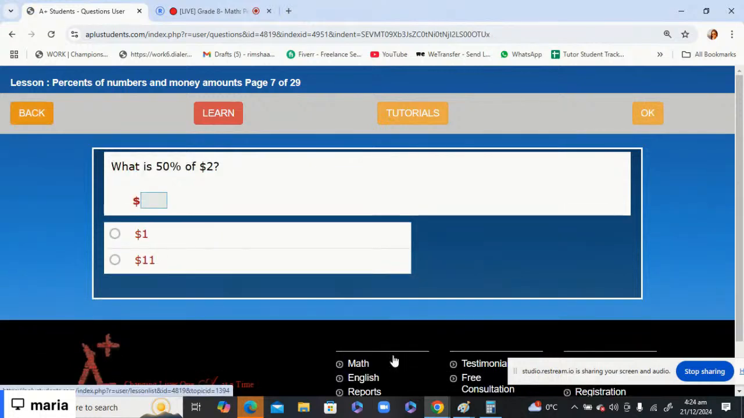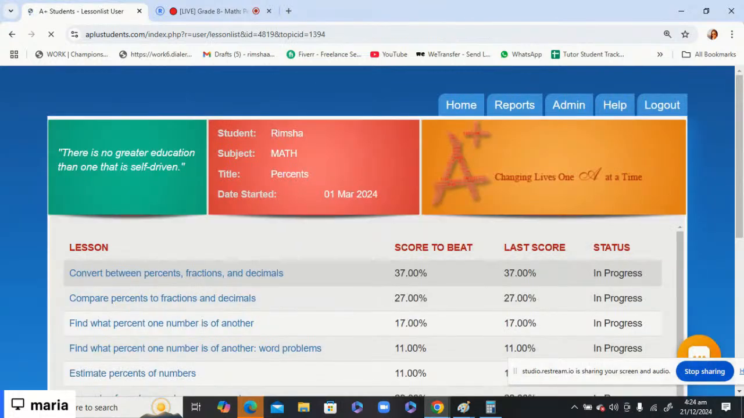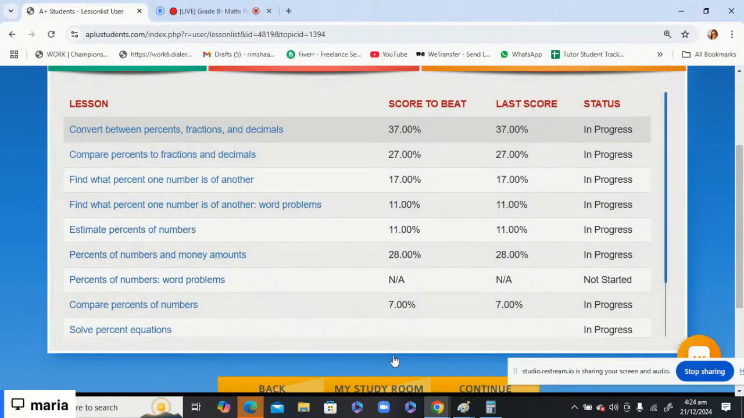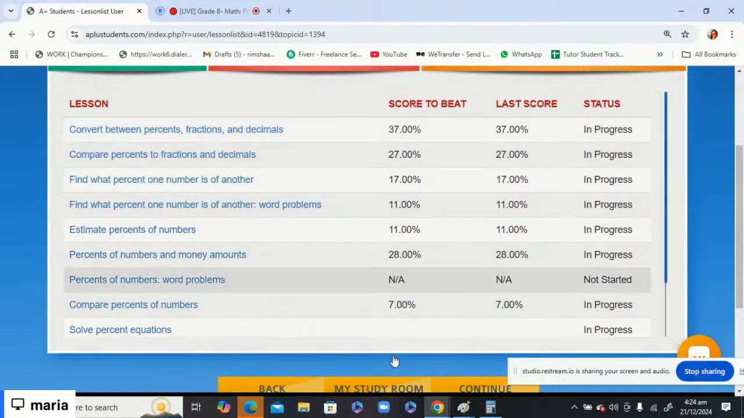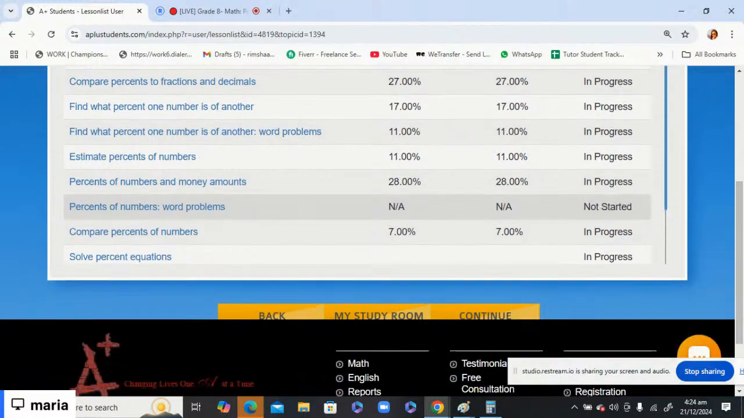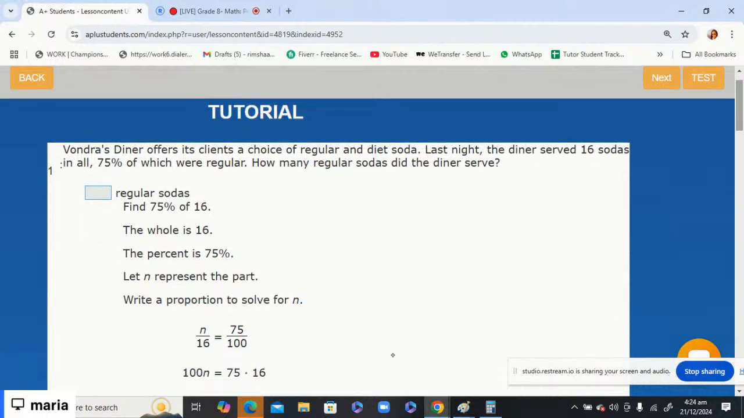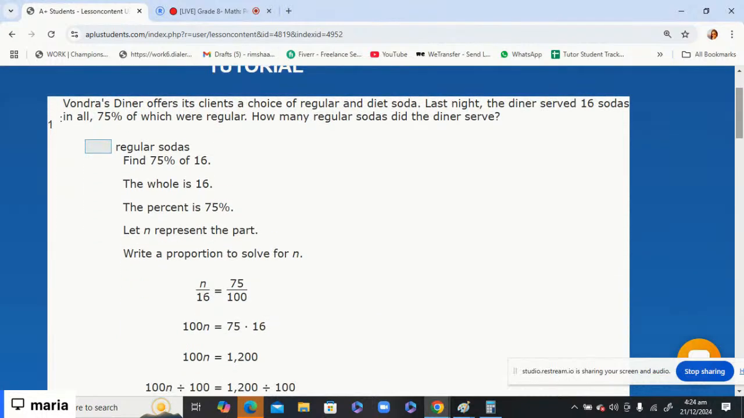Alright, hope you guys understand the lesson, how to do it. This is the proper way to solve it. You are basically using this method. Solve the rest of the questions by yourself. Percent of a number word problems. Okay, so look here at the word problems.